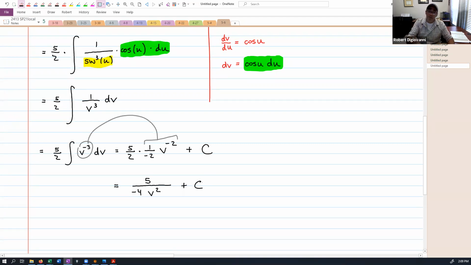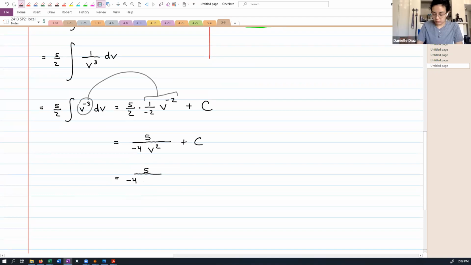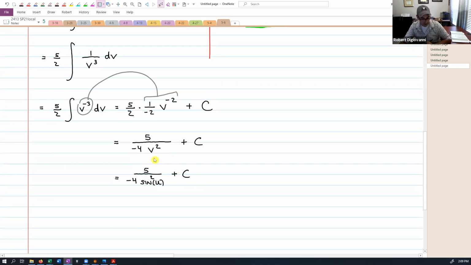Right now, my answer is in terms of v. The original problem was in terms of x. So I first needed to substitute back. What was v? V was sine of u. So this becomes sine of u squared on the bottom. That's just replacing v with sine of u.